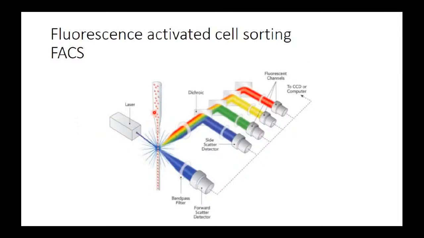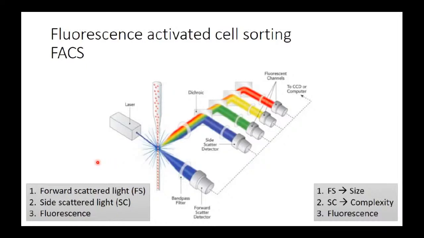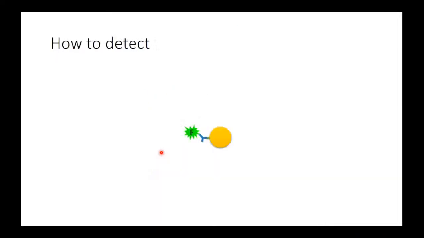Now, when the cell passes through the laser beam, this is going to happen. First, I will get the forward scattered light, which is detected by the forward scatter detector, and this is proportional to the size, as we saw in detail in the previous video. So forward scattered light is directly proportional to the size of the cell. Side scattered light is directly proportional to the complexity of the cell. And then the fluorescence will give me information about which of the cells is expressing the protein and which is not expressing the protein.